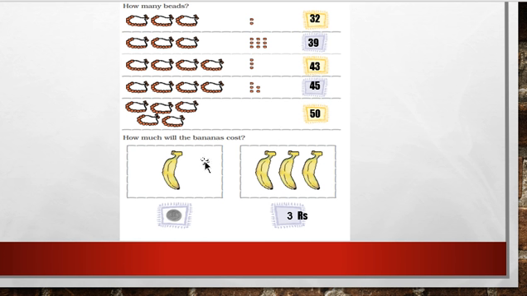In the next part of this exercise, one more activity related to money is given here. How much will the banana cost? Means one banana 1 rupee, then 3 bananas 3 rupees. Here you can introduce the unitary method, means if you know the cost of one item, you can judge the cost of many items as given in the question.